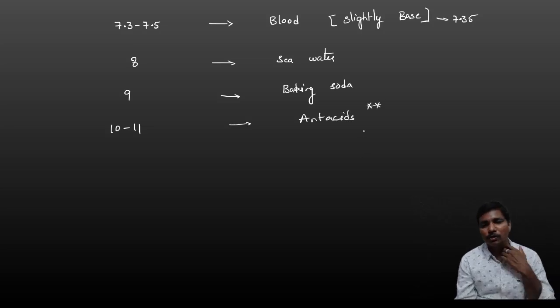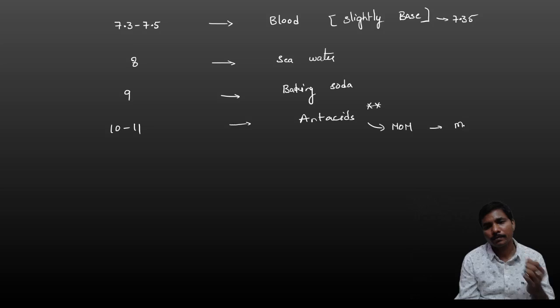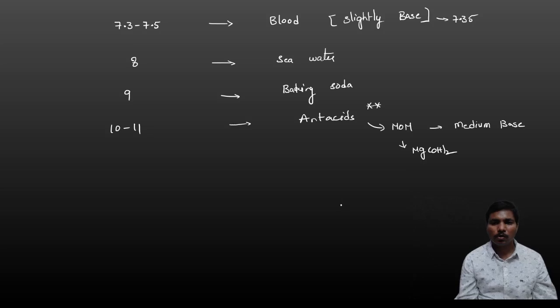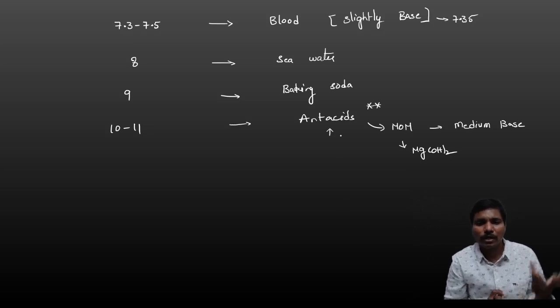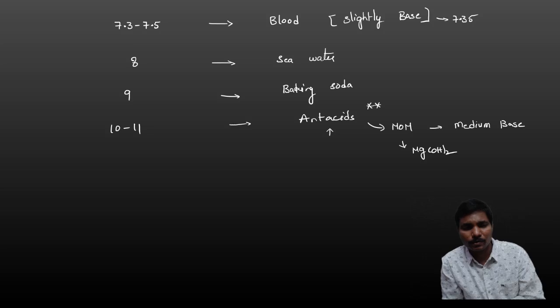For antacids we use milk of magnesia, that is a medium base. Milk of magnesia is magnesium hydroxide solution. So generally we use a medium base. Why do we prefer a medium base in antacids? Why can't we use strong bases? Why?